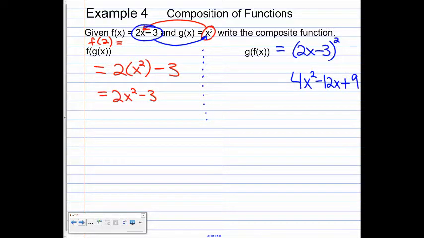All right, guys, I'm going to give you 10 minutes to do the next 4 problems, and then we're going to have an exit ticket.